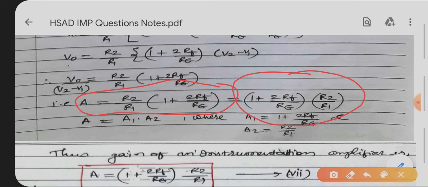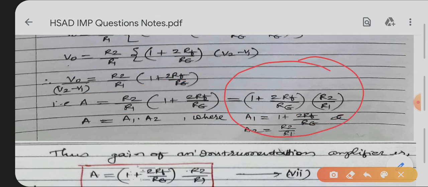You can see, as the first two op amps are non-inverting amplifiers and we know the equation for gain of a non-inverting amplifier is 1 plus Rf by R1. So the same equation is here, 1 plus Rf by Rg, but there are two non-inverting amplifiers, therefore it comes as 1 plus 2 Rf by Rg. And this is the gain of the first stage, that means two non-inverting amplifiers, and this is the gain of the second stage, that means gain of differential amplifier, R2 by R1.